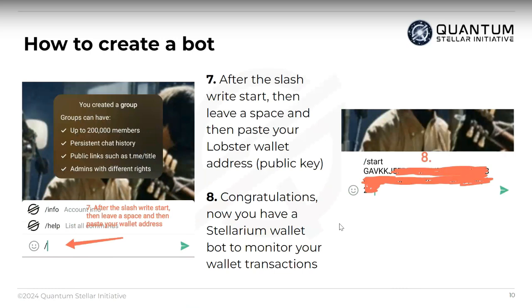And then now you have the final step. Type in the comment field a slash followed by a space, then your public address and press enter. If the command is successful, the bot will notify you that it is tracking your wallet. Congratulations, you have successfully created a wallet bot.